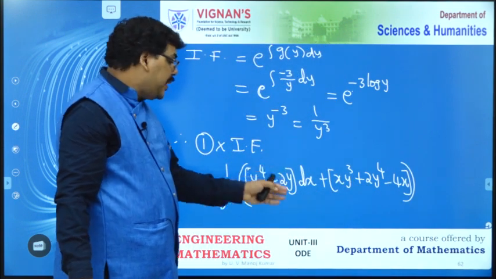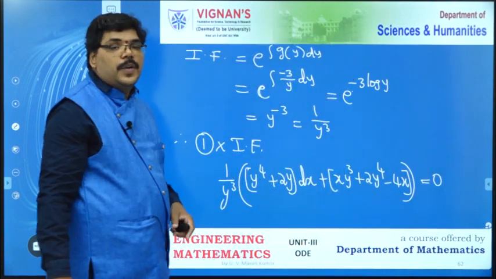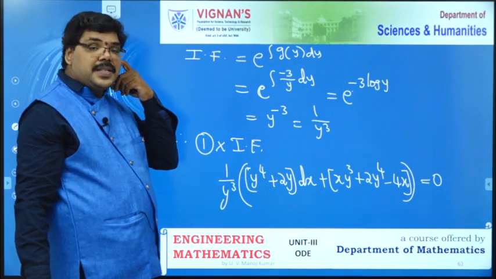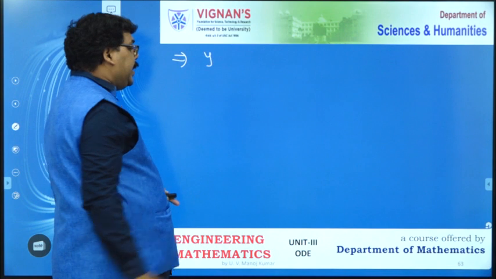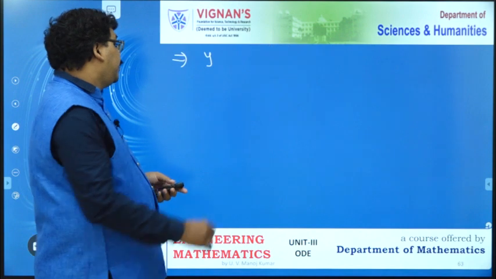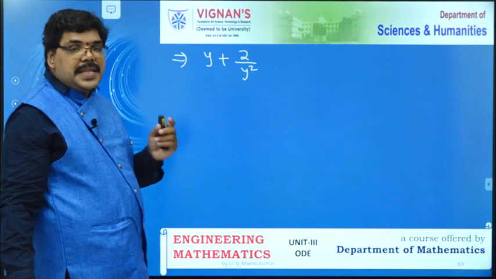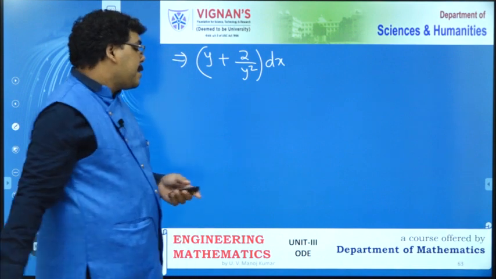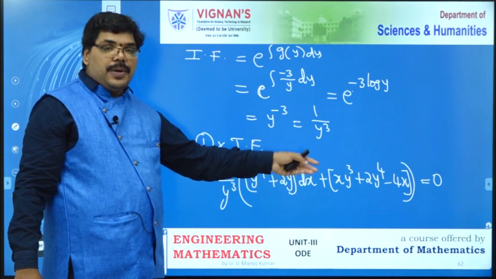So the integrating factor is multiplied with the given differential equation. Simplify this. y power 4 by y cube, what is it? y power 4 by y cube is y, plus 2y by y cube, which is 2 by y square. This is the coefficient of dx. So 1 by y cube is multiplied with these two terms, dx over.